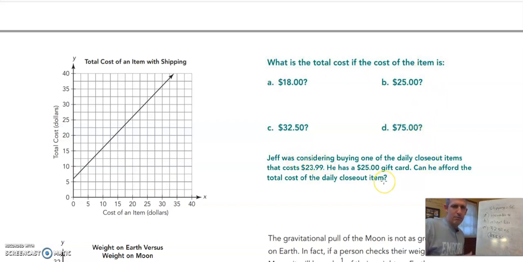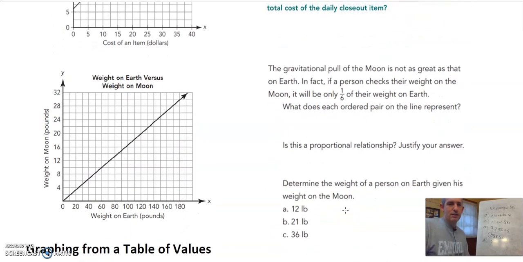Now, Jeff was considering buying one of the daily closeout items that cost $23.99. He has a $25 gift card. Can he afford the total cost of the daily closeout item? Okay, well, let's say it is $6, okay? Even if it is $6, can he afford to pay for this item with his $25 gift card? What is 6 plus $23.99? It is more than $25, okay? So no, he does not have enough money. All right, he cannot afford it. Okay, so let's look at the next problem.